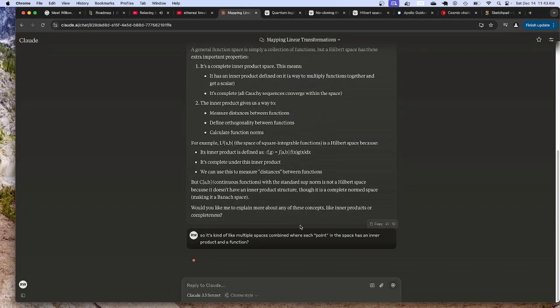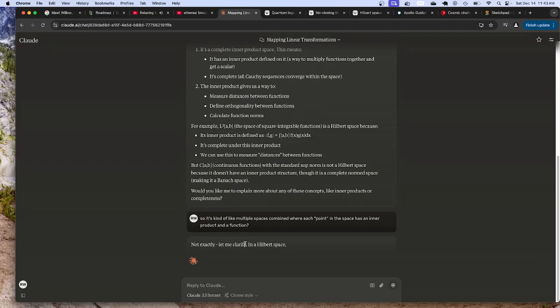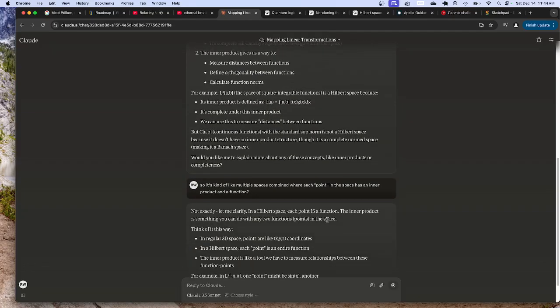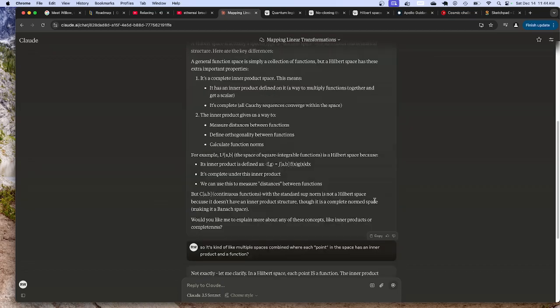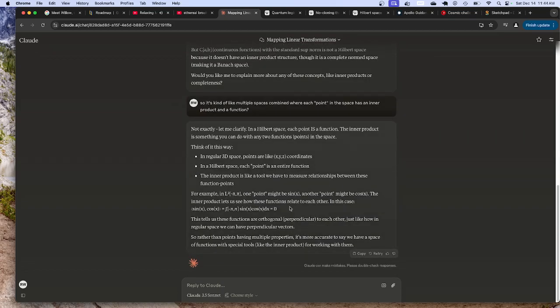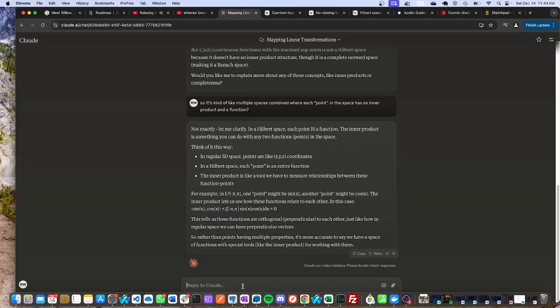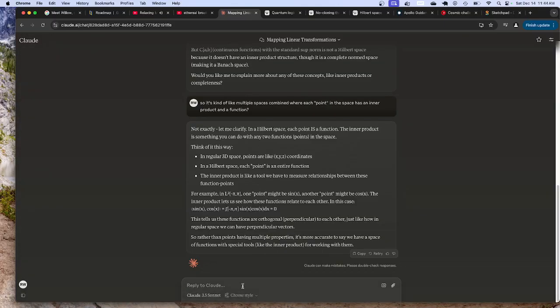Does this make sense? Maybe not a function, maybe a vector is the right word. Each point is a function. Think of it in this way: in regular 3D space, points are x, y, z coordinates. So in Hilbert space, each point is an entire function. The inner product is a tool we have to measure relationships between these functions. For example, one point might be sine x, another point might be cosine x. The inner product lets us see how these relate to each other.